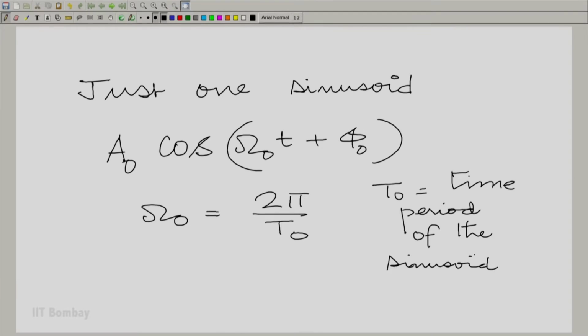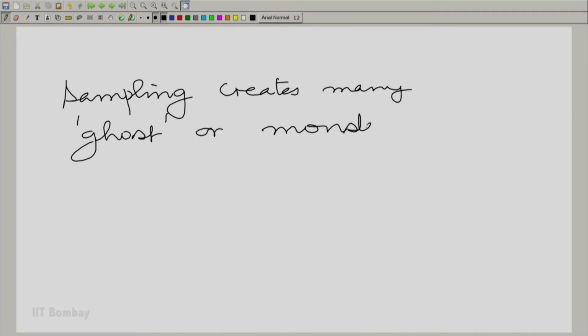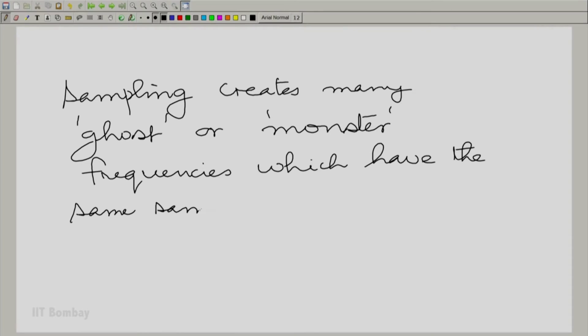Now, where does the non-uniqueness come from? Of course, the non-uniqueness first comes from sampling. So, effectively, what is the process of sampling doing? The process of sampling is creating many other frequencies. So, let us write that down. What is the process of sampling doing? Sampling creates many ghost or monster frequencies, you might call them, which have the same samples at the same points.